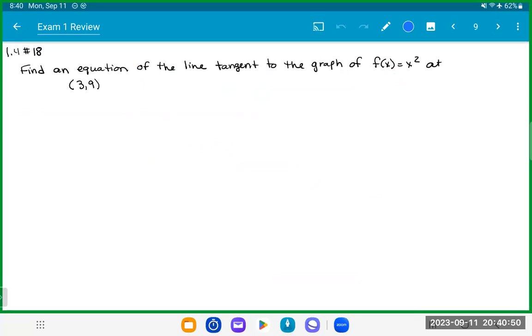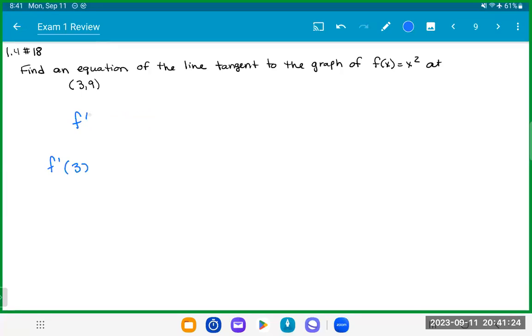This next problem wants us to find an equation of the line tangent to this graph, f of x equals x squared, at the point (3, 9). So let's first take our derivative. The derivative of this function is going to be 2x, right? And now I can evaluate this function at 3, where my x value is 3.